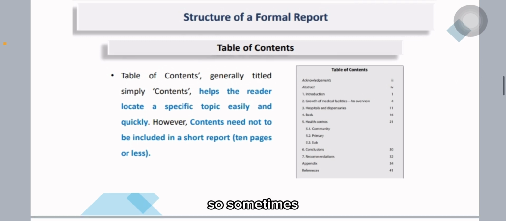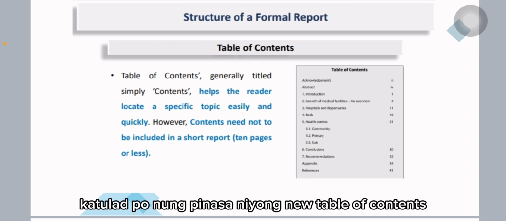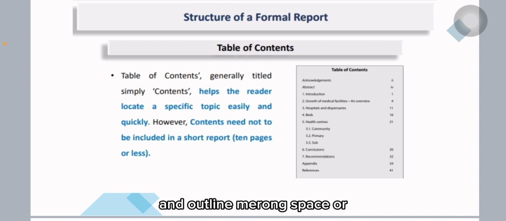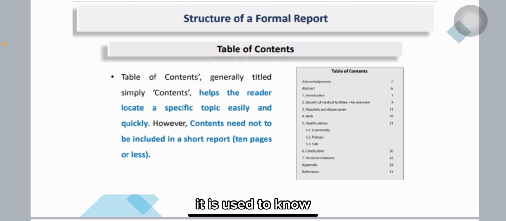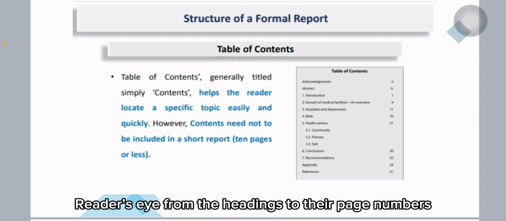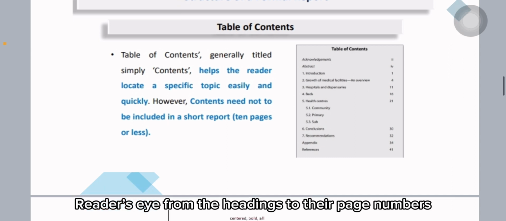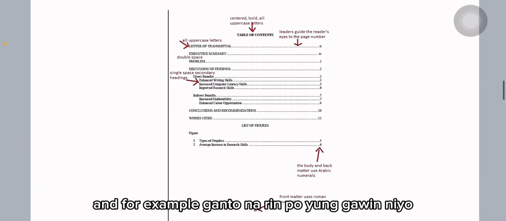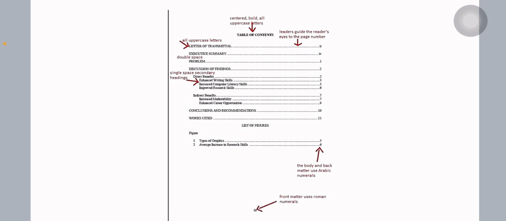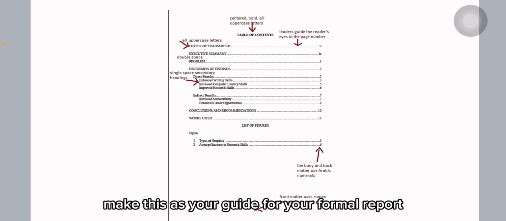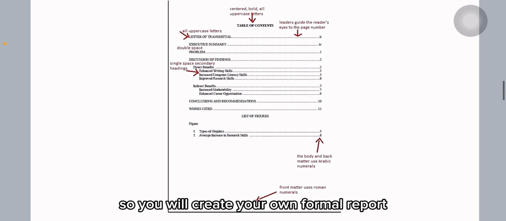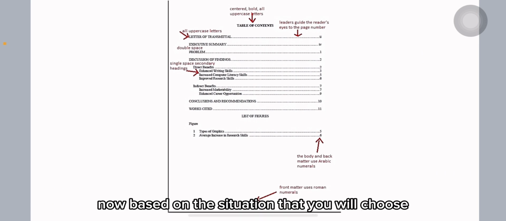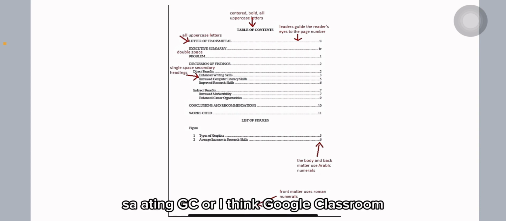So sometimes, katulad po dun sa mga pinasa nyong table of contents and outline, merong spaced or unspaced dots, which are used to guide the reader's eye from the headings to their page numbers. And for example, ganito na rin po yung gawin ninyo, make this as your guide for your formal report. So you will create your own formal report, based on the situation that you will choose. So I'll be updating you na lang po sa ating GC or sa ating Google Classroom.